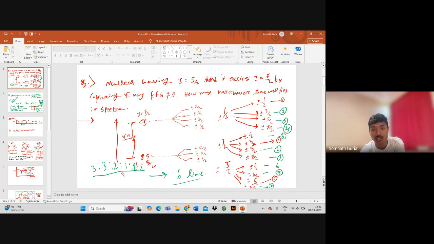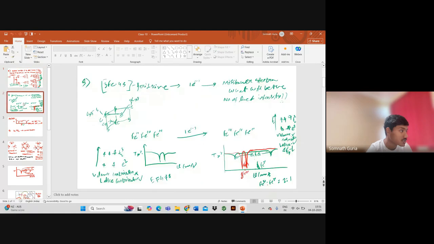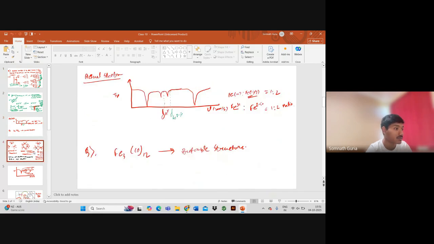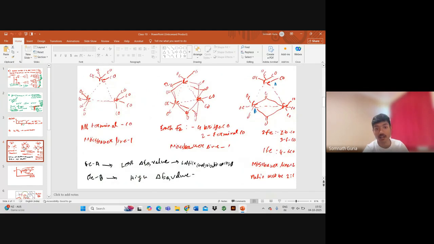Furthermore, we discussed some paradox in the Mossbauer line, how it looks and how it comes. We also talked about how, depending on the structure, we can identify it with the help of Mossbauer, and also easily calculate the spin state of that iron system.